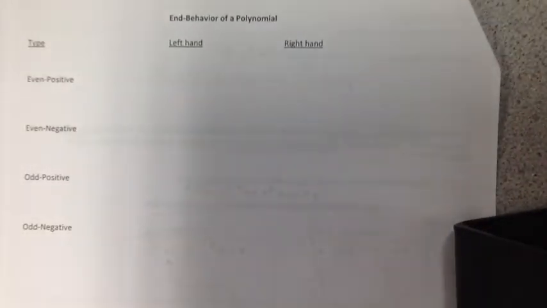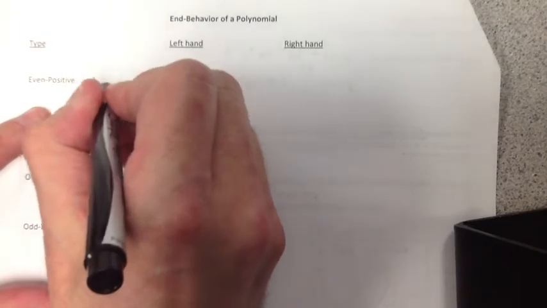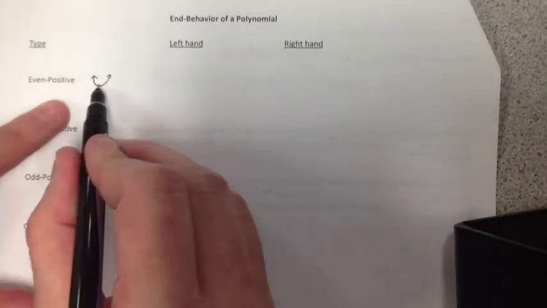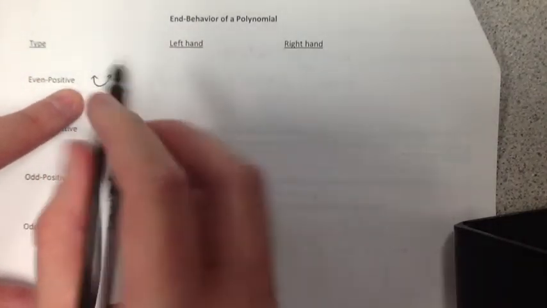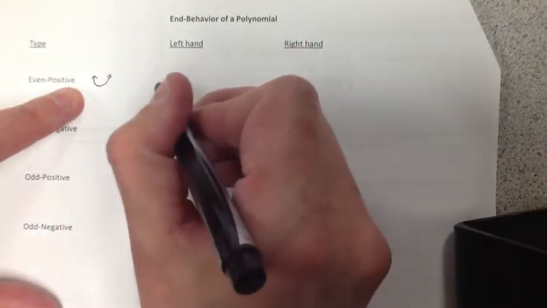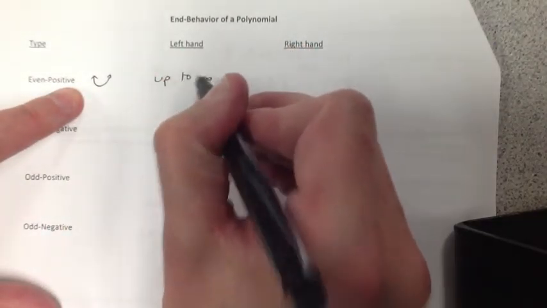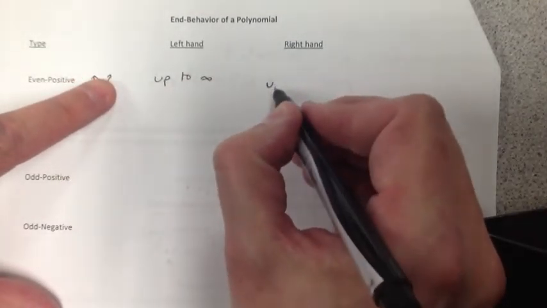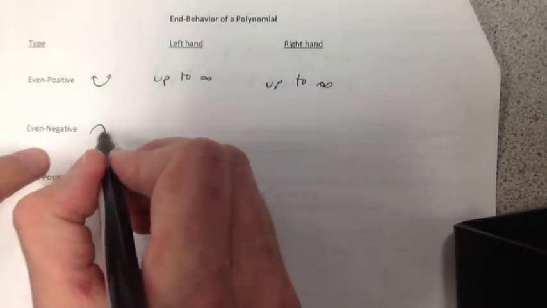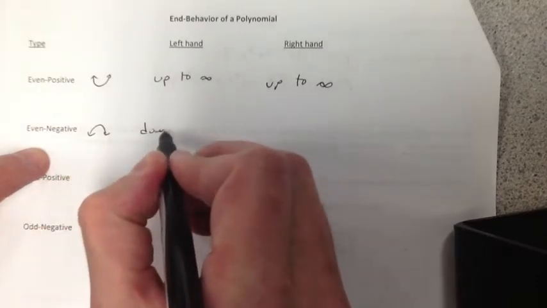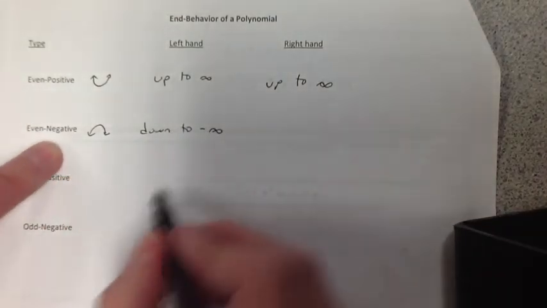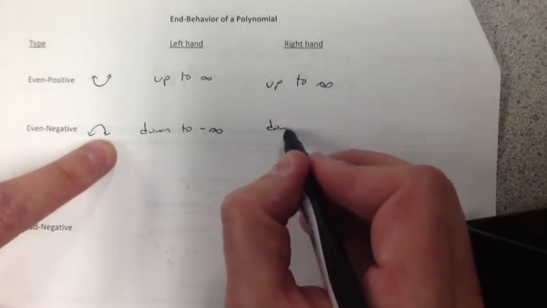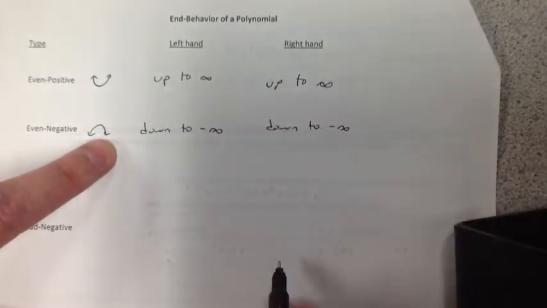So, end behavior of a polynomial, remember, if it's even positive, it looks just like you. You just look even and positive. It's happy, so it has a happy face. On the left hand, it goes up to infinity. On the right side, it also goes up to infinity. Now, if it was even negative, it got flipped. It goes down to negative infinity. And the same thing on the right side as well, down to negative infinity.